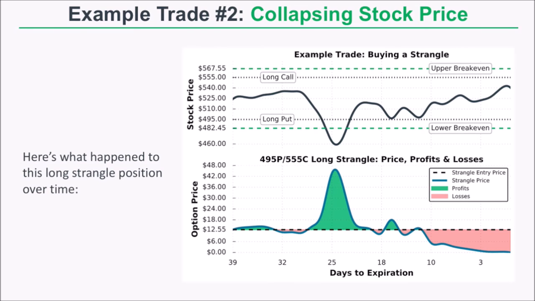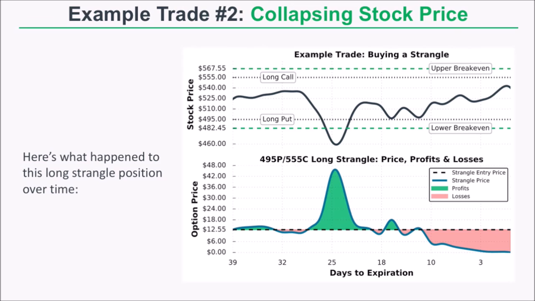So this demonstration just shows that if the stock price makes a significant move in either direction, a long strangle position will expand in value because one of those options is going to be increasing in value. So in this case, when the stock price collapsed, the long call was actually losing value, but the long put was making up for it more than enough. So in this case, the strangle price went from $12.50 all the way up to around $48.